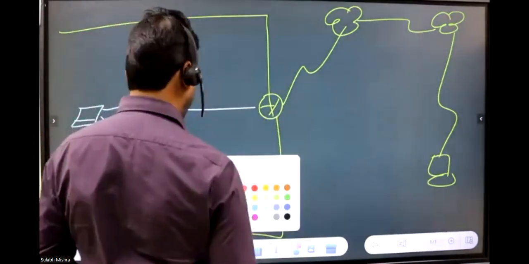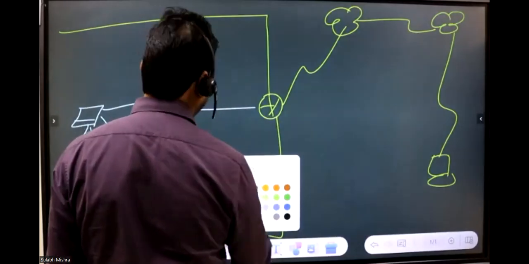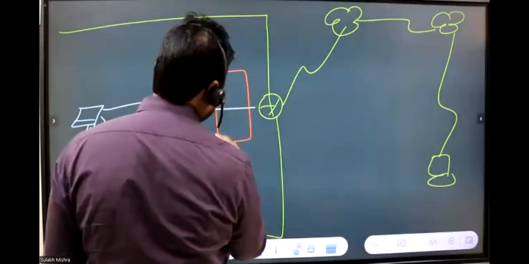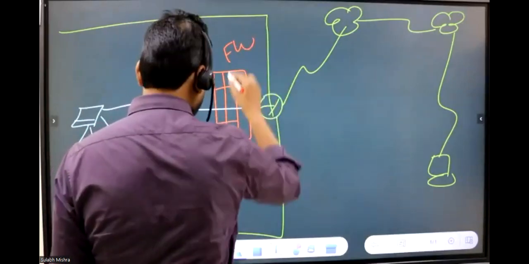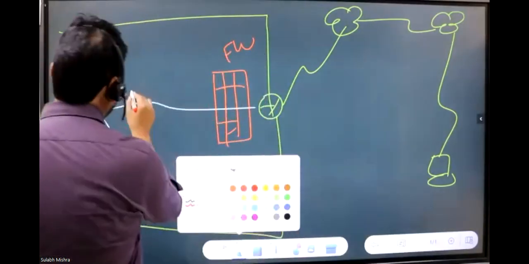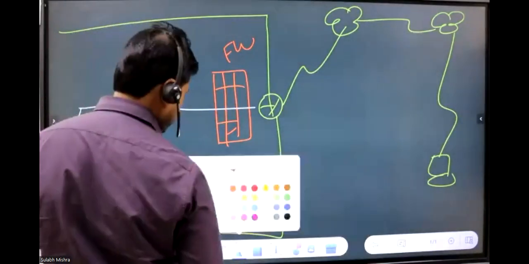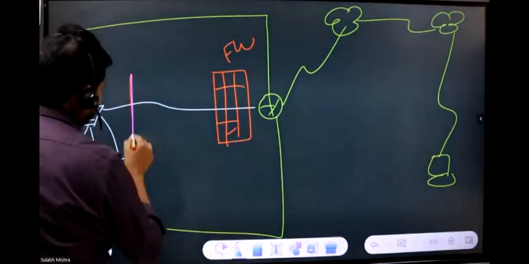There are many vendors for proxy. Some of the famous vendors are, anybody? This is the firewall, right? Let's say this is the proxy. Anybody? What are some of the famous vendors? Blue Coat. Blue Coat is very famous.